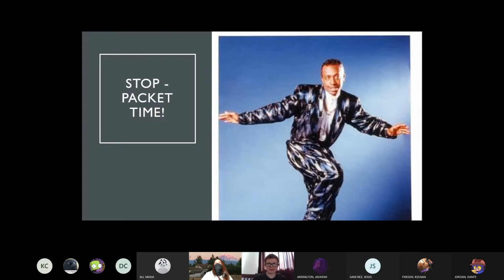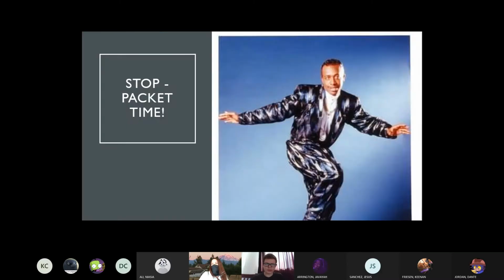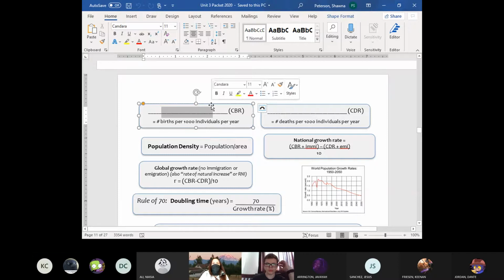All right. So the first thing in your packet, the TFR, is total fertility rate. Oh wait, does that come back after? I forget. Yes, it is. I thought I had, maybe I screwed up. I must have deleted something. All right, so CBR stands for crude birth rate.